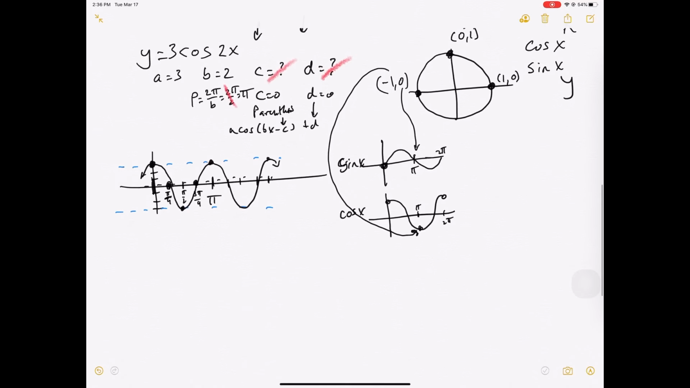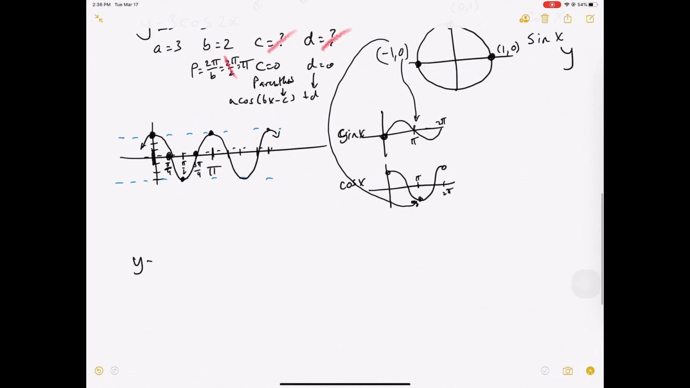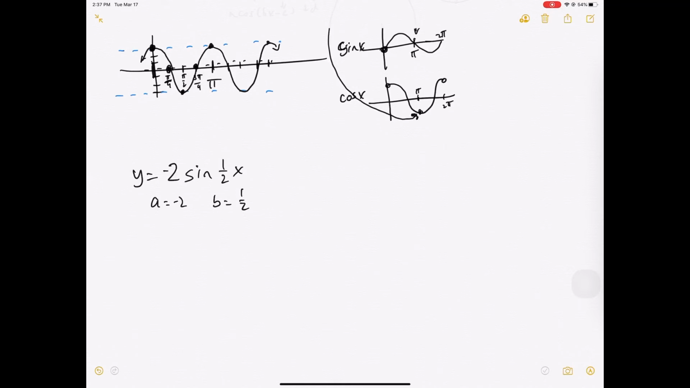Okay. What if y is equal to negative 2 sine, let's say it's 1/2 x. What if the b value was 1/2? So imagine if I told you the frequency is 1/2. Imagine if I told you I only finished half of my homework in one day. So how long would it take me to finish all my homework? 2 days.